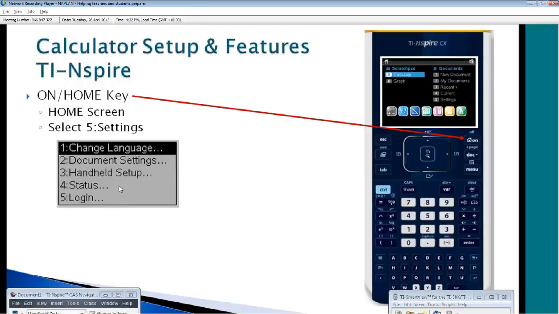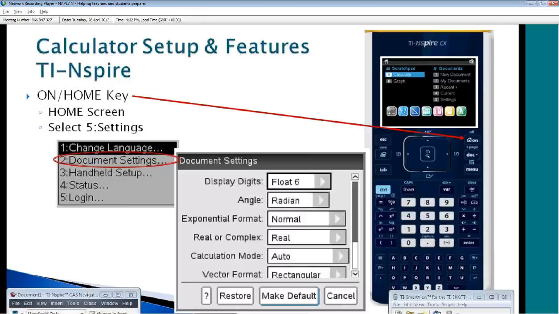Now, something I got caught with a little bit: my first instinct was to go to the handheld setup option, which is number 3. However, that actually sets up the handheld, because the Nspire is like a mini computer, so it's more about font size, picture size, all of that sort of thing. What the students actually need to do is go into document settings. So choose number 2, and when they go into document settings, they get this menu box up there.